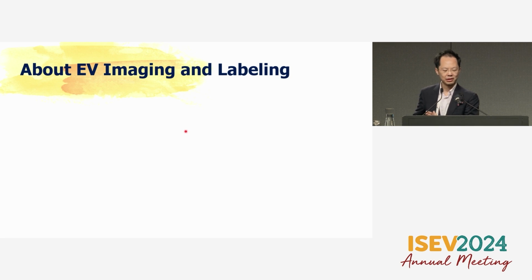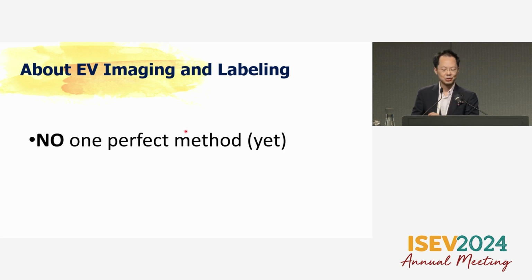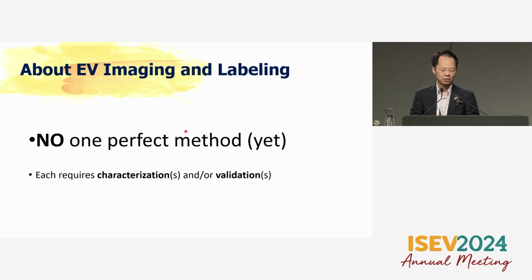But let me just be really clear that there is no one perfect method for vesicle imaging or labeling. Just keep that in mind. Everything has its pros and cons. And each method requires characterization and or validation. And this is like probably the take-home point for the whole entire talk.